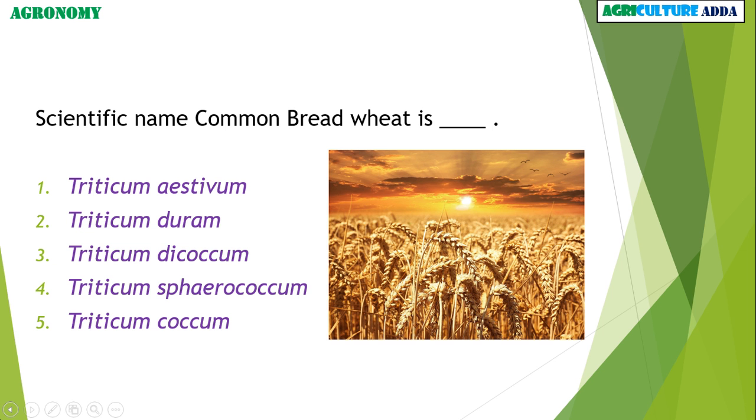What is the scientific name of common bread wheat? Triticum aestivum, Triticum durum, Triticum dicoccum, Triticum spirococcum, Triticum coccum. Answer is Triticum aestivum.